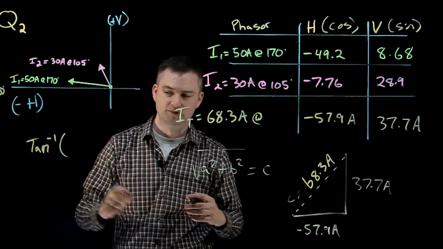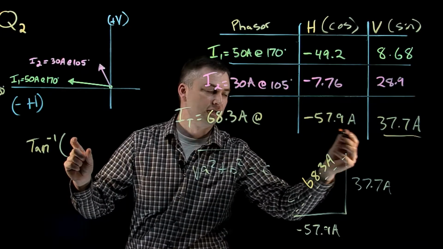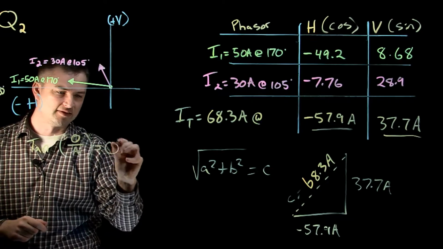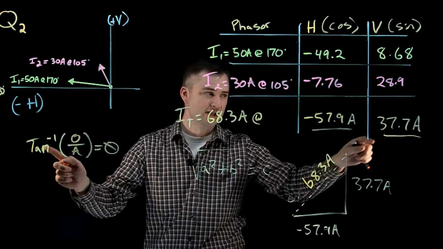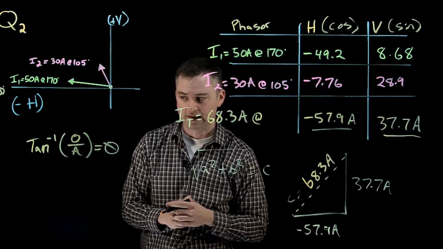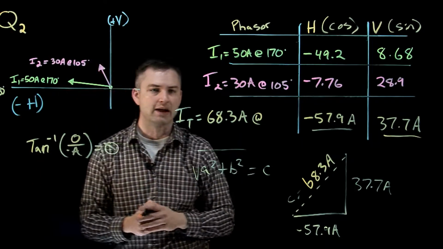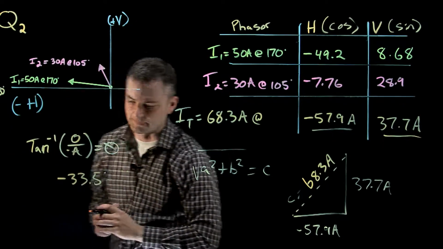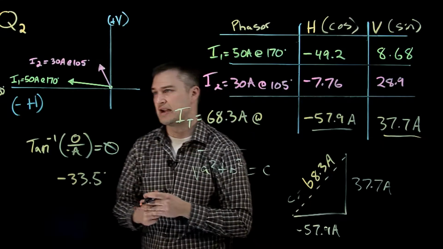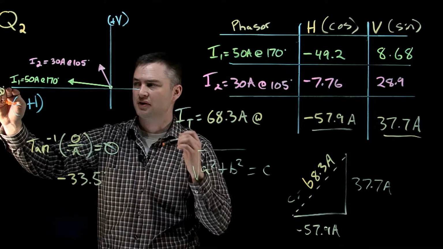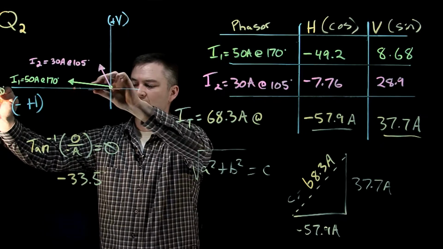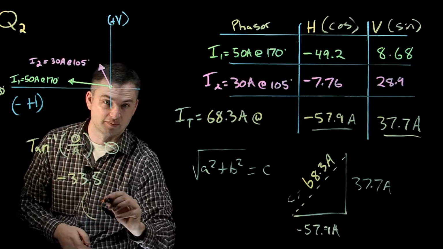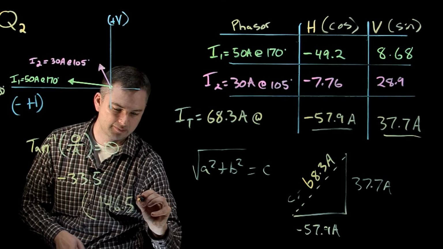Let's see what that looks like. We have our vertical over our adjacent, so that's opposite over adjacent, and that gets us our angle. When we put in arctan of 37.7 over negative 57.9, we have to make sure we have that negative in there. We get negative 33.5 degrees. That's a perfectly good number to use, and it's the one I choose to use. You just have to know that you're off the 180 degree mark, so we're negative 33.5 degrees from there. That sits us at 146.5 degrees.